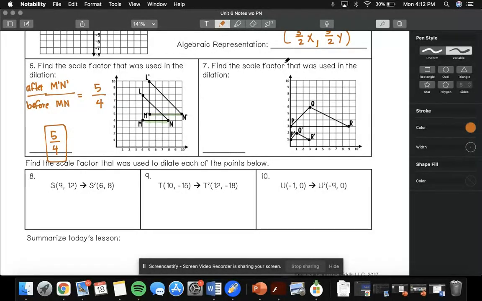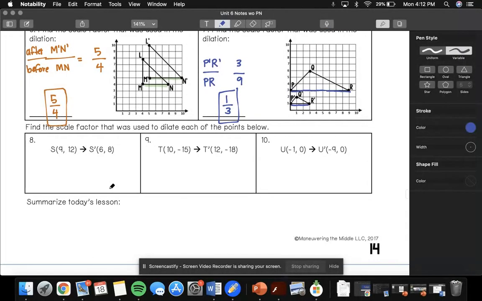All right, now I'm going to have you guys try this scale factor. I need to do the after. So I'm going to do P prime to R prime, 1, 2, 3. And then I'm going to compare that to its before, which is PR. So 1, 2, 3, 4, 5, 6, 7, 8, 9. Then 3 to 9, I can simplify to 1/3. So the scale factor is 1/3.